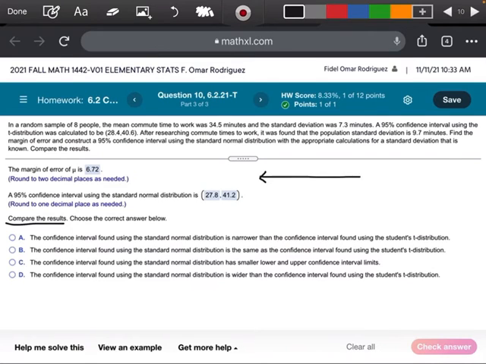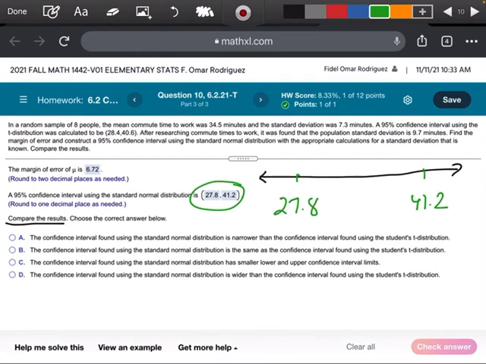Okay, so y'all, an easy way to do this, draw your number line, okay? I'm going to do these numbers in green. So I'm going to say, look, right about here, 27.8, right about here, 41.2, okay? Now, I'm going to do these numbers in red. So 28.4 would actually be somewhere over here to the right. 40.6 would be smaller than that number, okay?